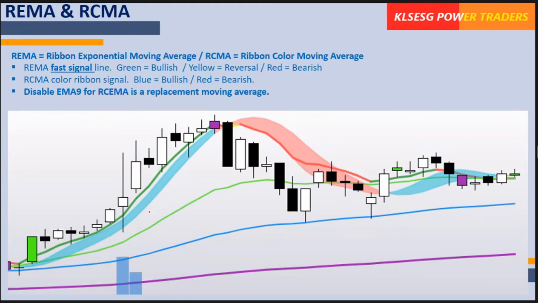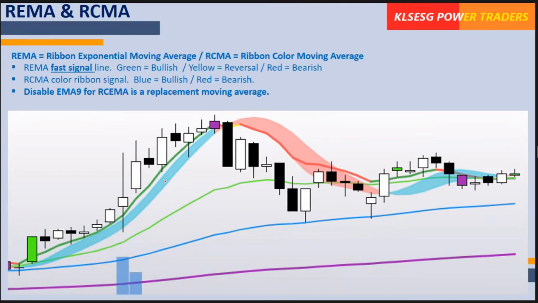It changes colors. Bullish is green. When there's a change, it becomes yellow, and then when it's bearish, it becomes red. Then we repeat the cycle again. The RCMA is a ribbon. Bullish, it becomes this blue color or green color. You can change the color in the settings. And when it's bearish, it becomes a red ribbon. So the REMA is a fast signal. It changes signal very fast, faster than the ribbon. So the ribbon is considered a slower signal.